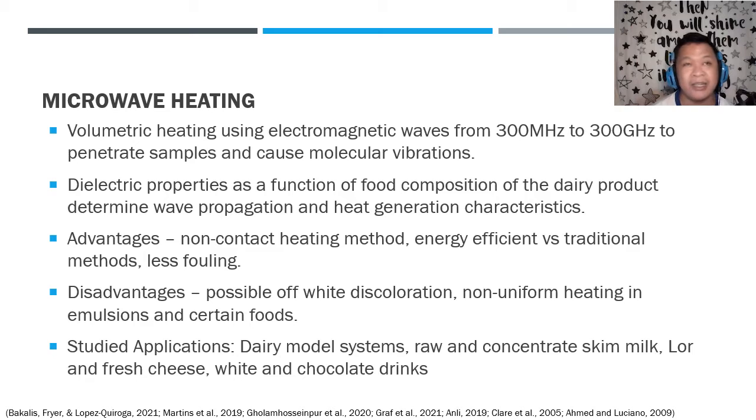Although fouling can still occur medyo kung hindi maganda yung settings mo, much in the same way na pwede pa rin mag-reach ng higher temperatures yung food mo depende sa composition niya. So, other disadvantages noted from some studies is the possibility of off-white discoloration, and there's a possibility of non-uniform heating in emulsions and in certain foods. No, kahit sa bahay naman, di ba mapapansin mo minsan pag nag-microwave ka, may portion na mainit, may portion na malamig pa.